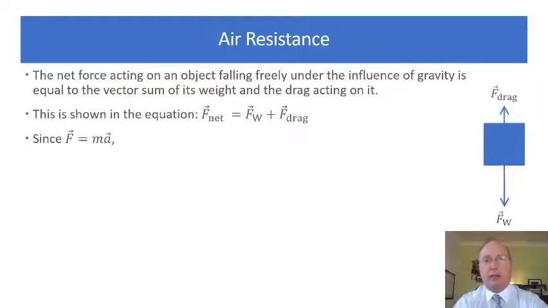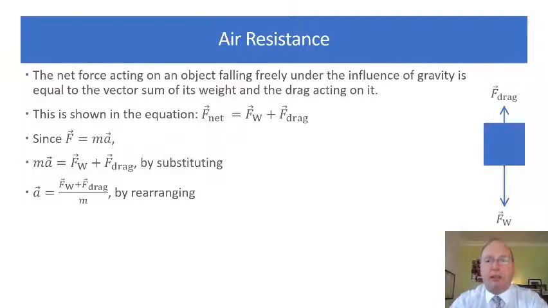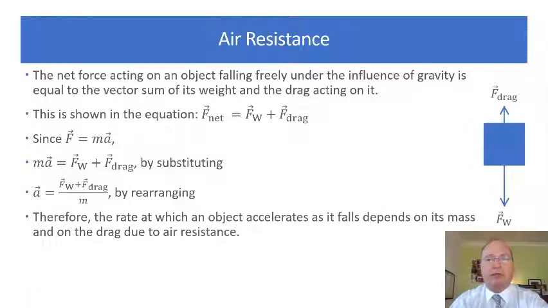Now, since F equals ma, which is from Newton's second law of motion, we can substitute on the left-hand side for the net force, so ma equals Fw plus F drag. And if we rearrange that by dividing both sides by the mass, we find that Fw plus F drag all over m is equal to the acceleration. What does that mean? It means that the rate at which an object accelerates as it falls depends on its mass and on the drag due to air resistance.